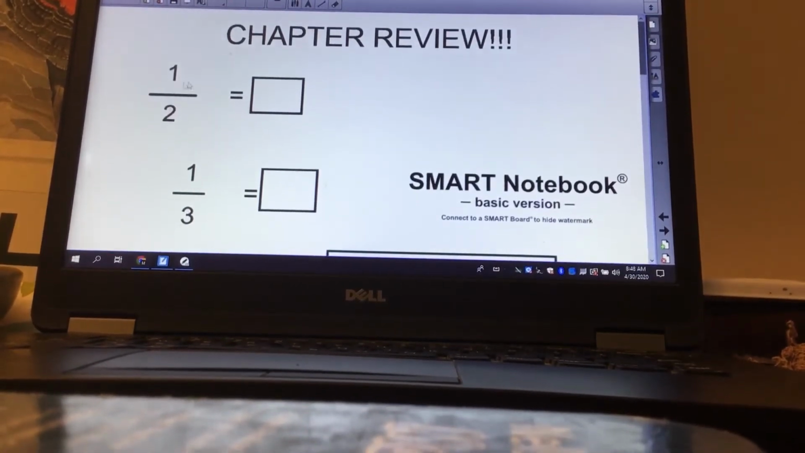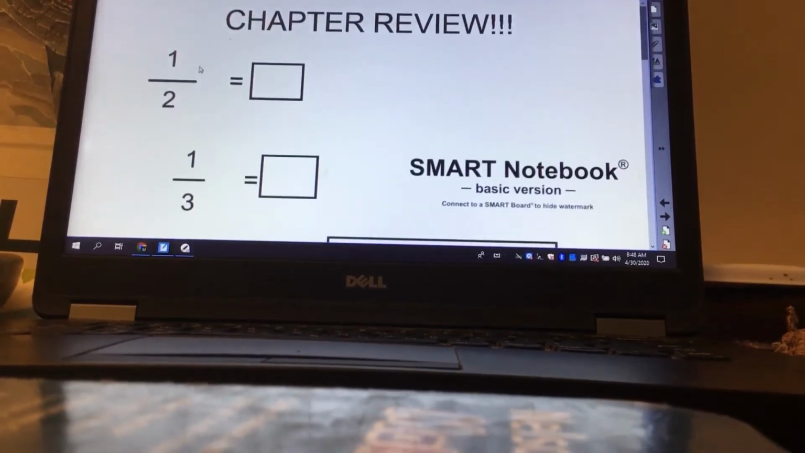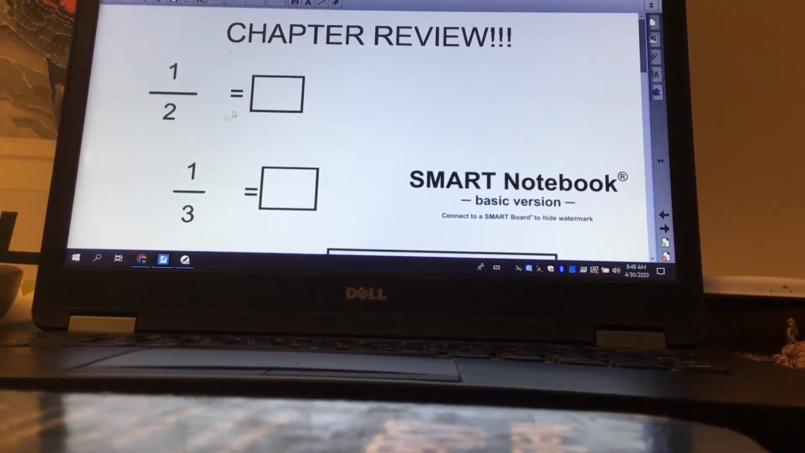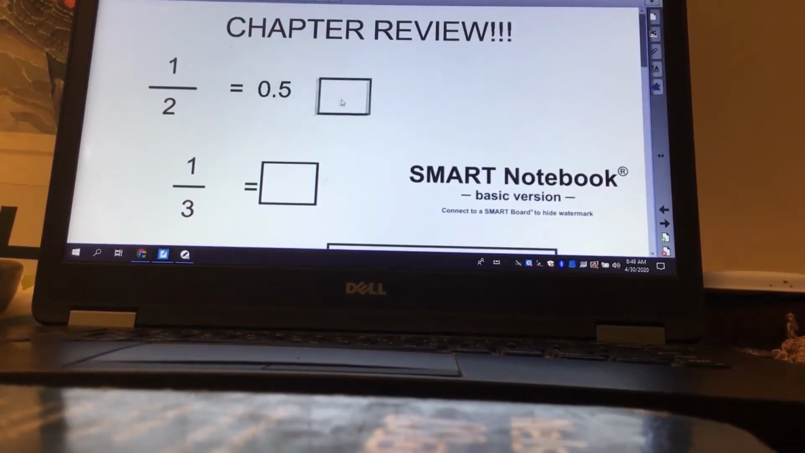So, first thing we looked at was converting fractions into decimals. So 1 over 2 is equal to a half.